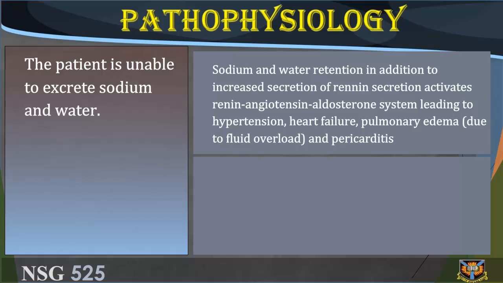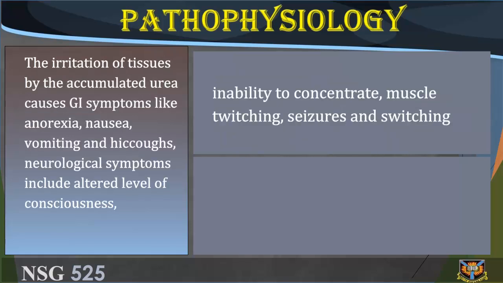Heart failure, pulmonary edema due to fluid overload, and pericarditis due to irritation of the pericardial lining by uremic toxins. Cardiovascular complications are a major cause of death in ESRD. The irritation of tissues by the accumulated uremic toxins causes GI symptoms like anorexia, nausea, vomiting, and hiccups. Neurological symptoms include altered level of consciousness, inability to concentrate, muscle twitching, seizures, and twitching.